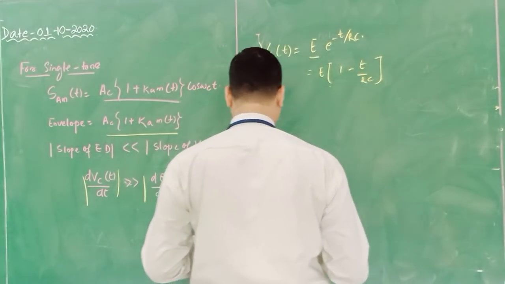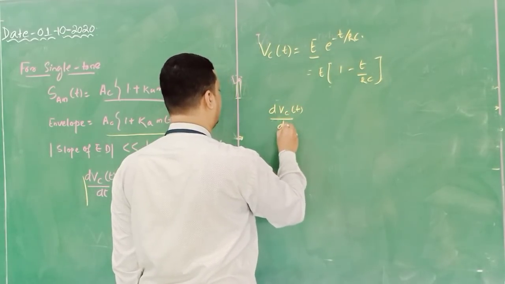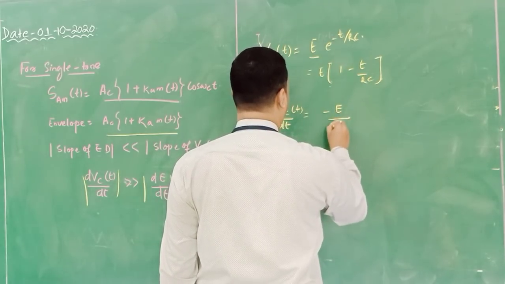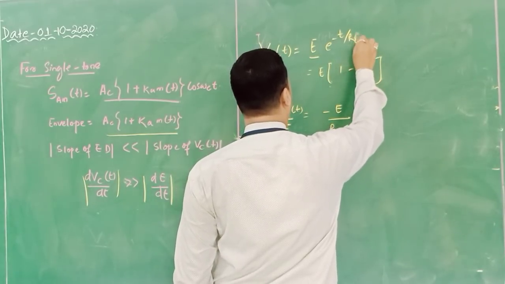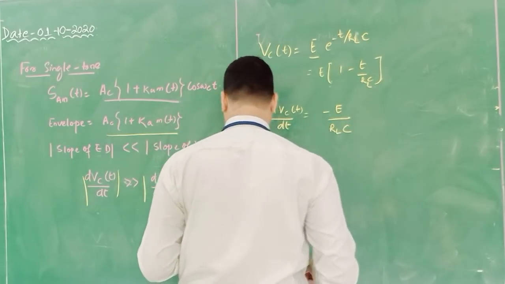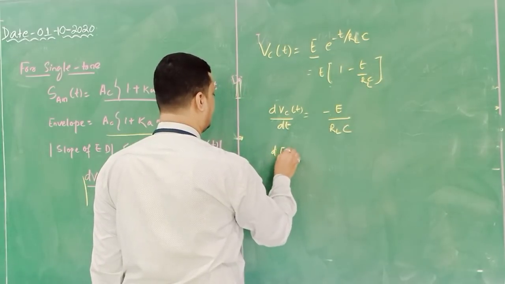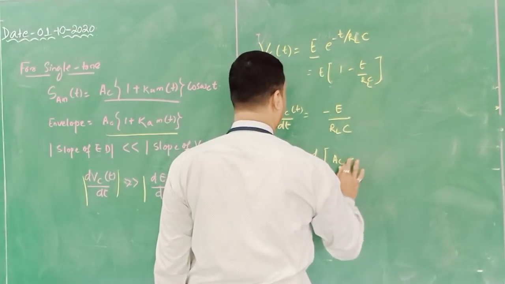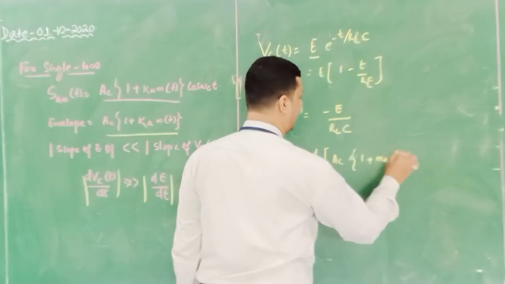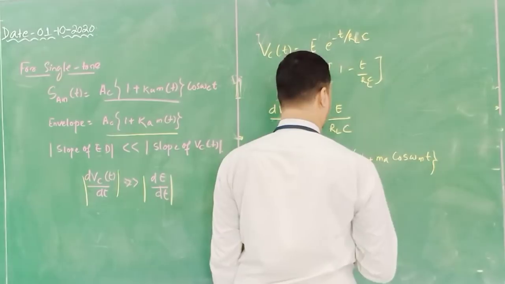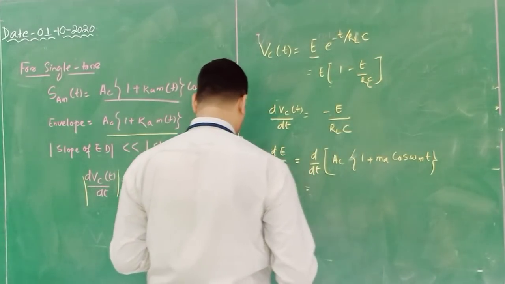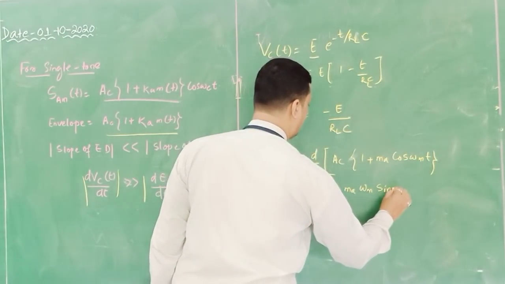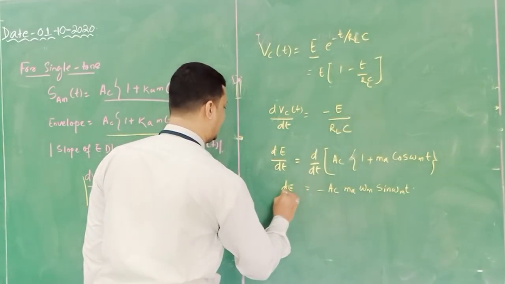Next, I need to calculate dVc(t)/dt. If you differentiate it, you will get minus E divided by RL into C, where this is RL into C, and dE/dt. Now we need to differentiate E. E is Ac into (1 plus Ma cos omega_m t). If you differentiate this, you will get minus Ac into Ma into omega_m, and cosine will become sine omega_m t. So this is dE/dt.